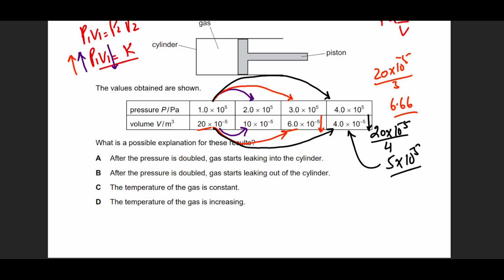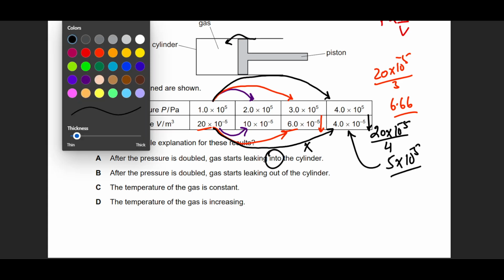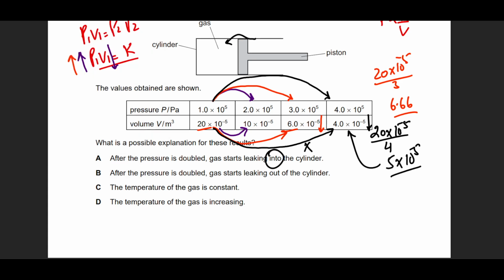Now let's see what are the possible answers he's giving me. He says after pressure is doubled, the gas started leaking into the cylinder. No, it can get out, but it's not entering the cylinder. If it was entering the cylinder from the sides, then the pressure would increase because the number of particles would have increased. It would have increased the number of collisions, hence resulting in greater force. And of course, the conclusion would be greater pressure.